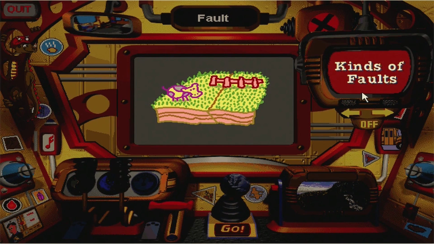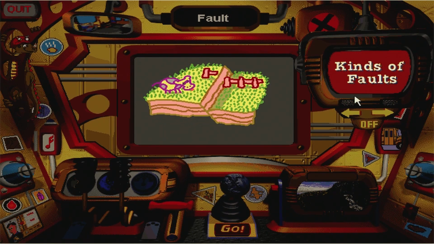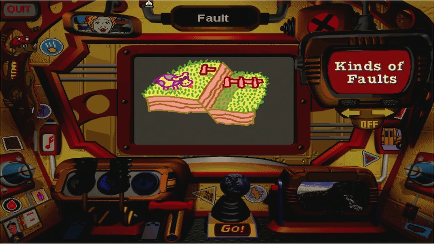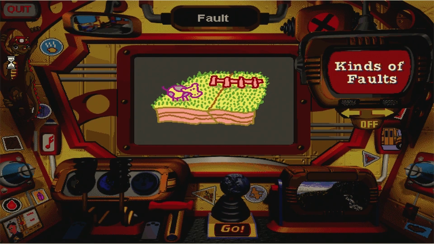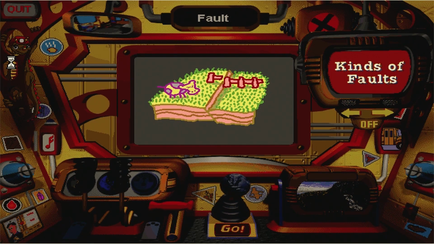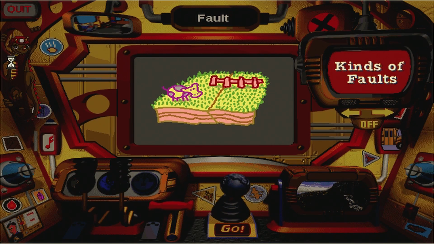Faults are cracks in the rocks on the surface of the Earth. When the rocks move on either side of the crack, that makes an earthquake. There are different kinds of faults. One kind is where rocks are shoved away in an up-down movement. This is called a normal fault.